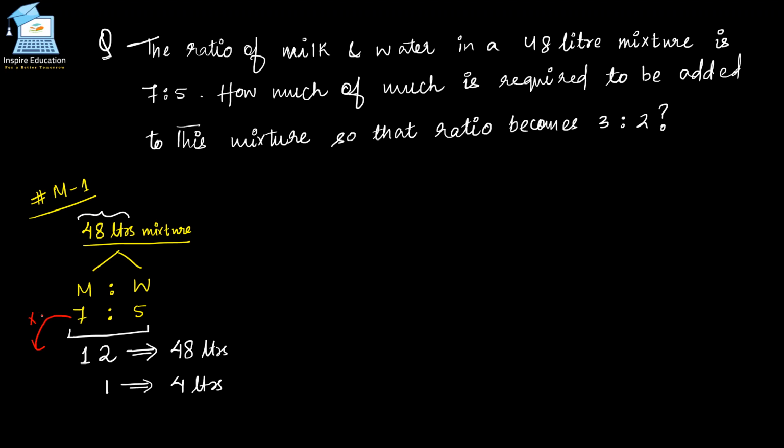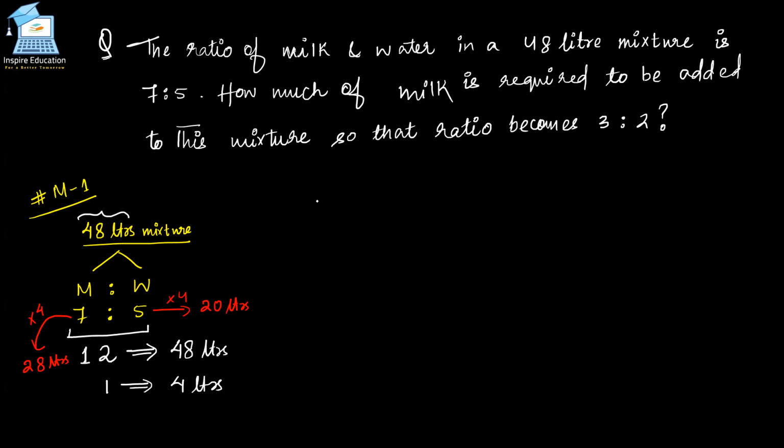Just like previous questions, into 4, you will have 28. Into 4, you will have 20 liters. Okay. 28 liters and 20 liters. Now what they are saying, how much of milk is required to be added to this mixture so that the ratio becomes 3:2.